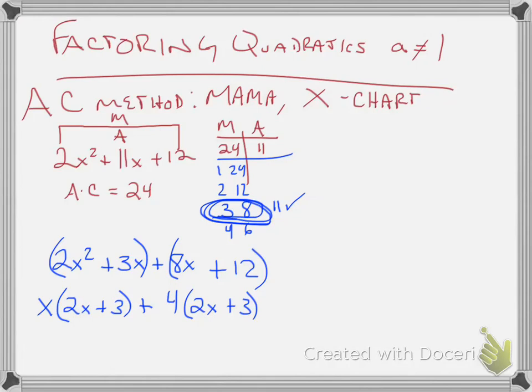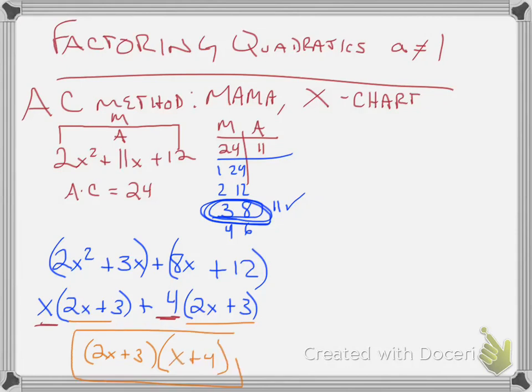In order to do this method, both of these parentheses should be the same. And your answer, the matching parentheses, is one of your binomials. What's on the outside forms the other binomial, x plus 4. And that's my answer. You can FOIL or distribute twice to check your answers.